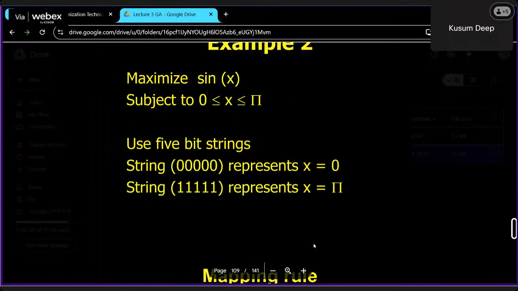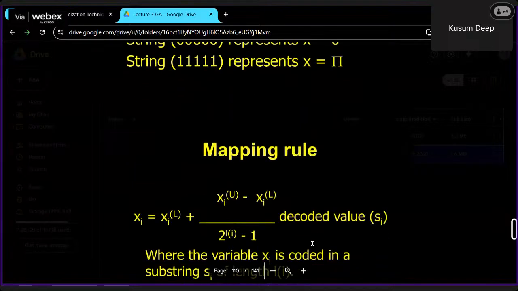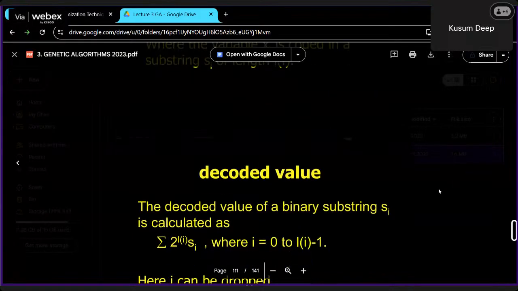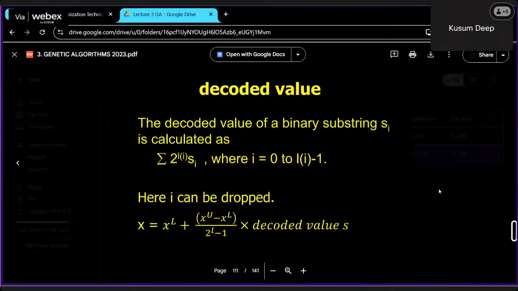All right, so the second example I want to consider is that of the sine function. Suppose we want to maximize the sine function in the range from 0 to pi. Here this is just a one variable problem, and you can see that the maximum is achieved at x equal to pi by 2. So that's the way the mapping rule has to be defined. And that's the way the decoded value can be obtained.